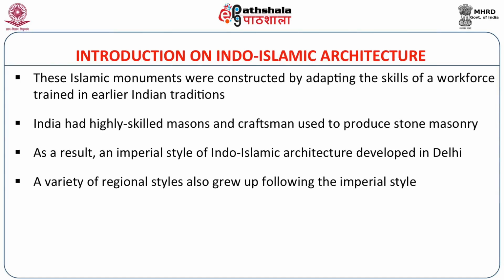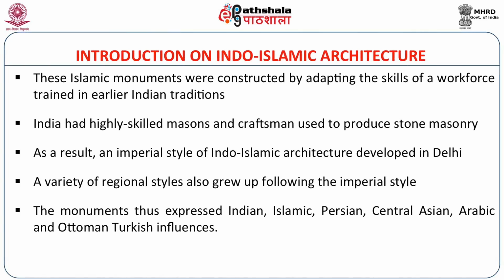And naturally a new style of architecture evolved in India, which combined the techniques and manufacturing styles of the existing Indian architecture with the Islamic or Turkish style, and both of these together evolved a new genre. A variety of regional styles also grew up following the imperial style. When we say imperial style, that means the style developed by the patrons or rulers who ruled from Delhi from the 13th to 16th century, and accordingly the regional style developed when the regional kingdoms developed. The monuments of this period thus expressed Islamic, Persian, Central Asian, Arabic and Ottoman Turkic influences on their buildings.